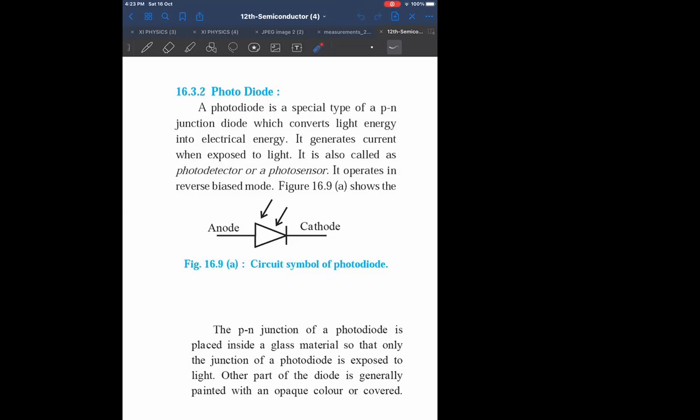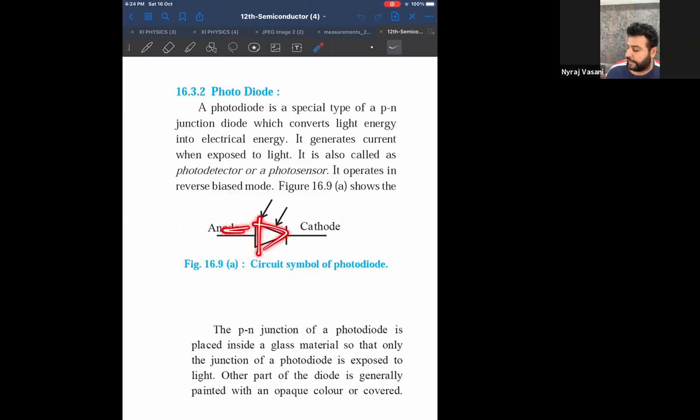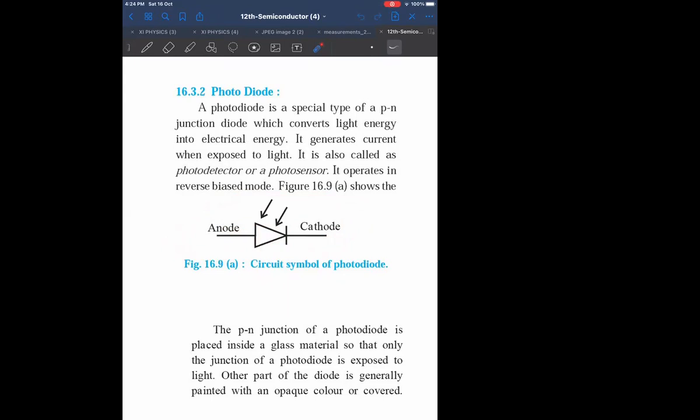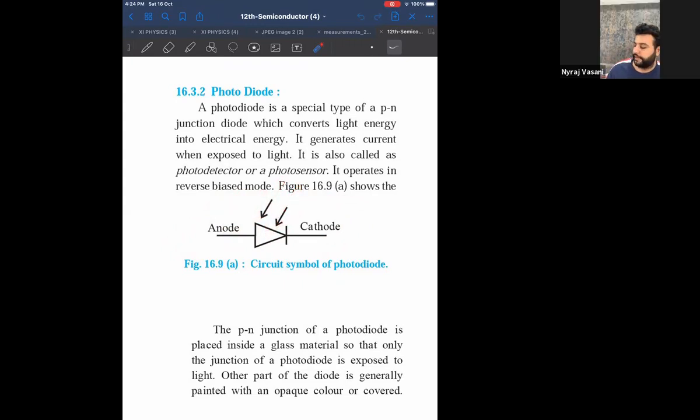Okay. Now, if you look at the symbol of photodiode, this is the symbol of a normal diode. Last class we did the symbol of a normal diode. Now this is the symbol of a photodiode. Tell me what is different in this symbol compared to a normal diode symbol. Light rays. Can I say the two arrows are extra?